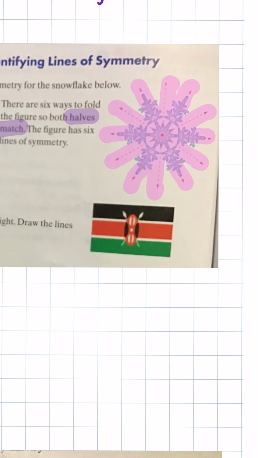Okay, so really the only line of symmetry is right down the middle. That way green matches up with green, red with red, black with black. If we were to cut it this way, then the green would touch the black and they wouldn't be exactly the same, right? If you looked at it, it would not be exactly the same. So the only line of symmetry is straight down the middle.